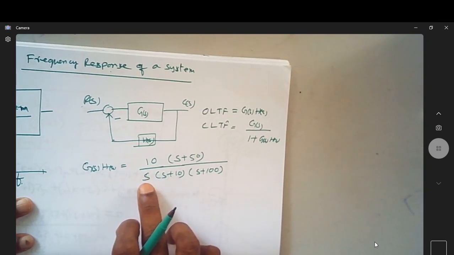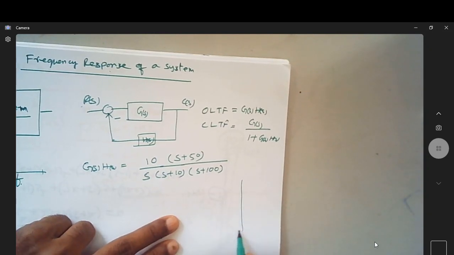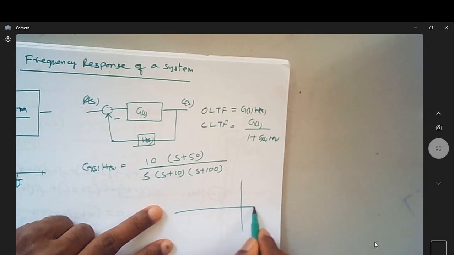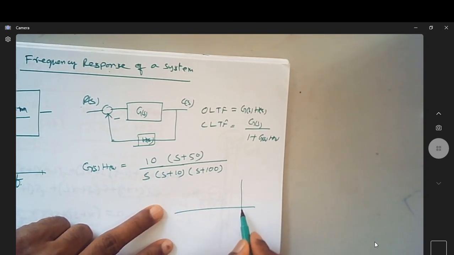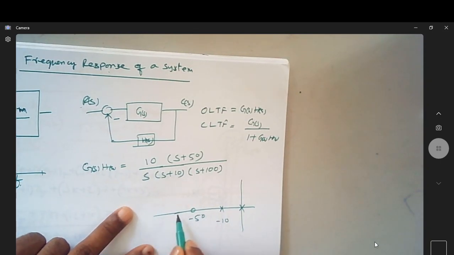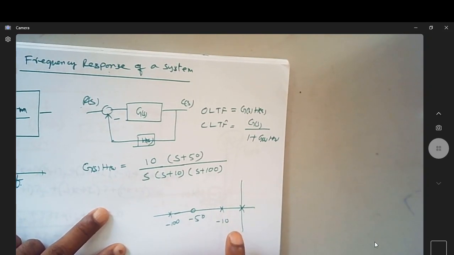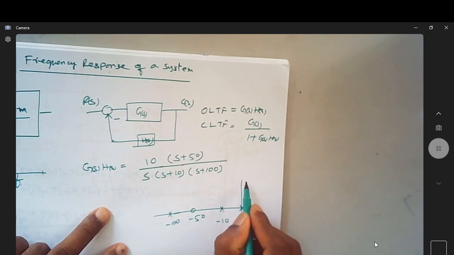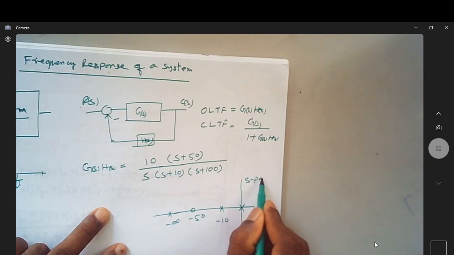So I have an open loop pole at the origin. If you want to represent the pole-zero representation of this particular system, it has an open loop pole at 0, one more open loop pole at minus 10, one zero at minus 50, and one more pole at minus 100. So these are the pole positions on the s plane of a system.